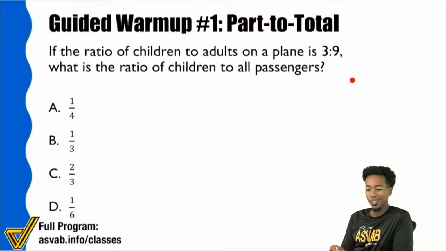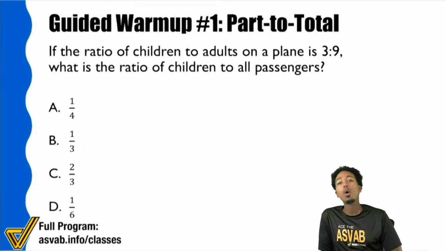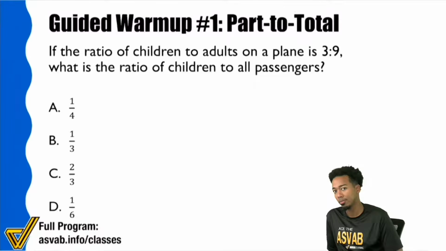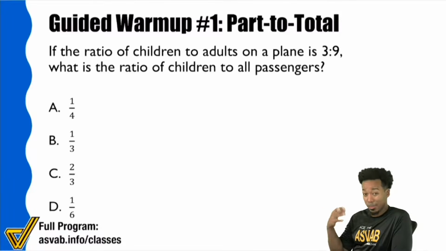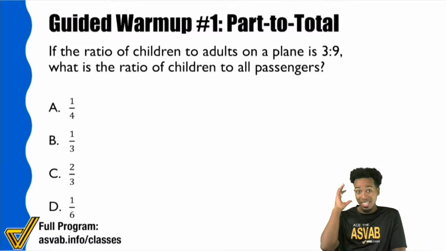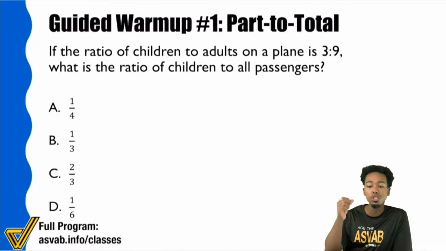Okay, let's take a look at what's going on. First question, what are we looking for? What do we want, everyone? Say it in a phrase. Give me a specific phrase. You want to practice specificity here so that your mind isn't jumbled on the test. Come on, be specific. Thank you, that's what I'm looking for: the ratio of children to all passengers.